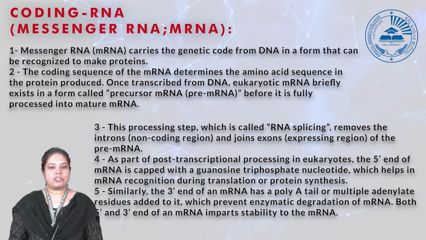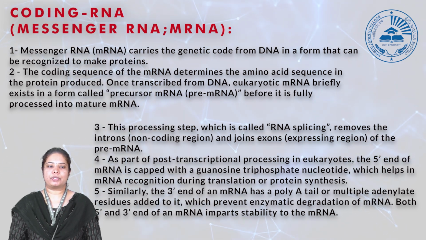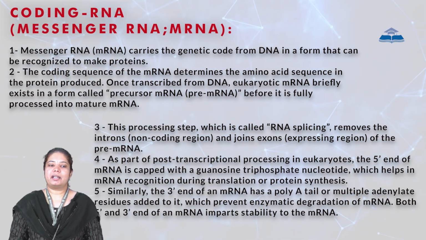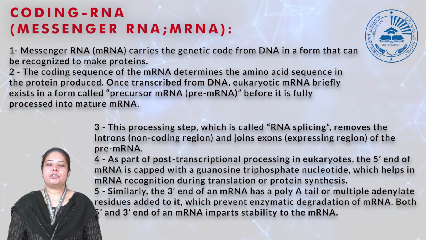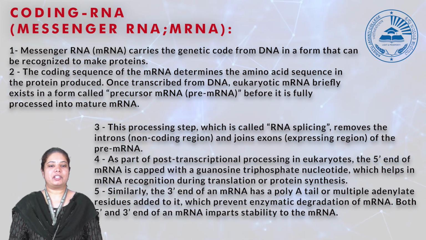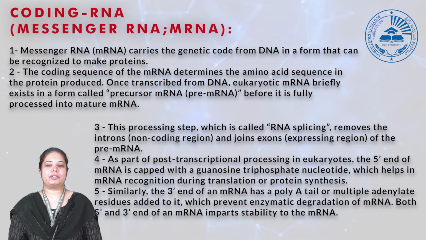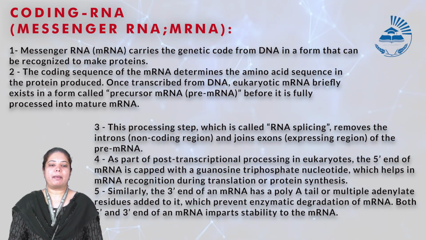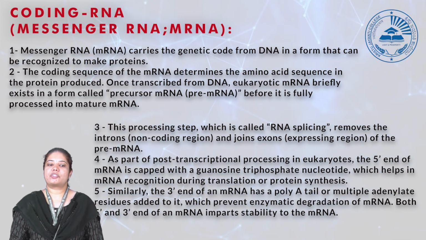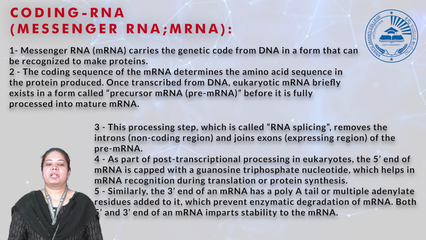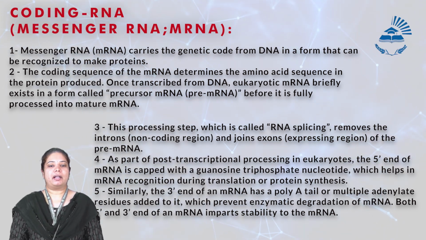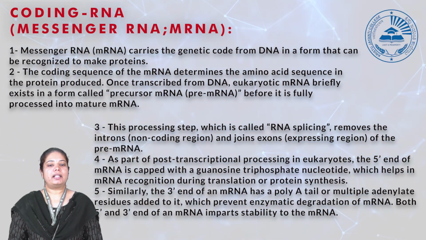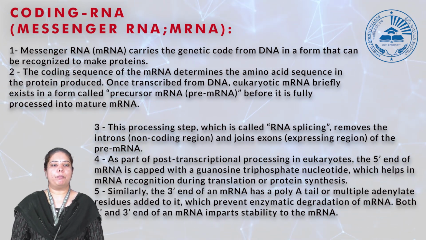As part of post-transcriptional processing in eukaryotes, the 5' end of the mRNA has a cap, which is a guanosine triphosphate nucleotide. This is mRNA capping. The 3' end of the mRNA has a poly A tail. These two regions serve as the capping and tailing of the mRNA. Both increase the stability of the mRNA, so that degradation is delayed and enzymatic degradation of mRNA is restricted. Both increase the time span the mRNA can spend in the cytoplasm, so that the expression of mRNA into protein will be more.